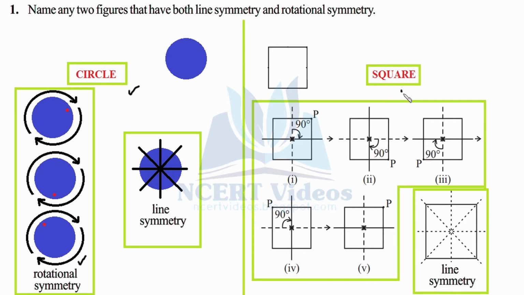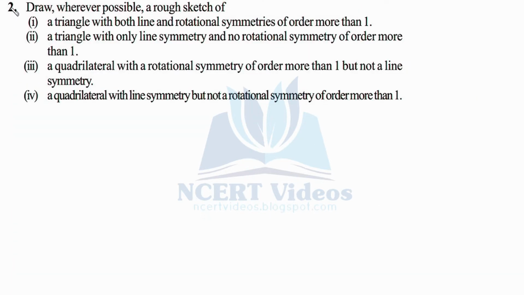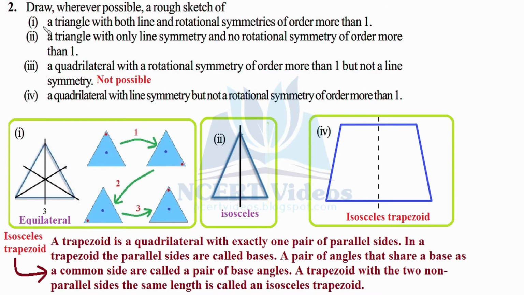Well, you have already studied it numerous times before. This is just a repetition. That is first. Second, draw wherever possible a rough sketch of from 1 to 4. So first is a triangle with both line and rotational symmetries of order more than 1.